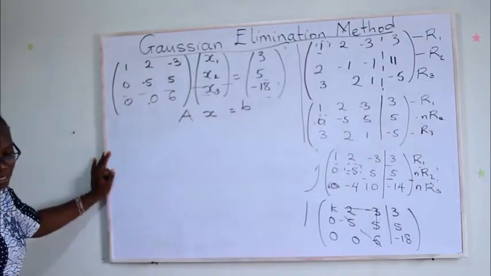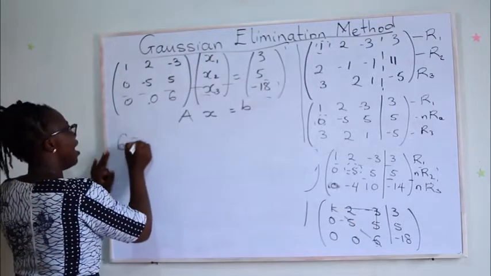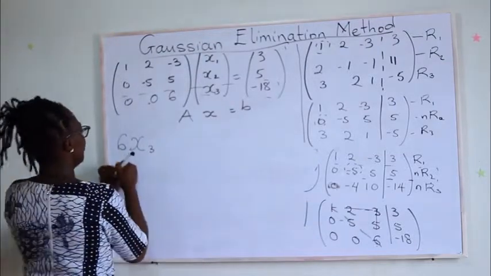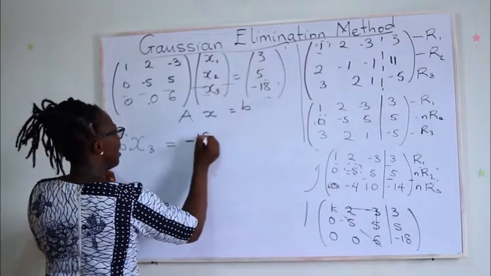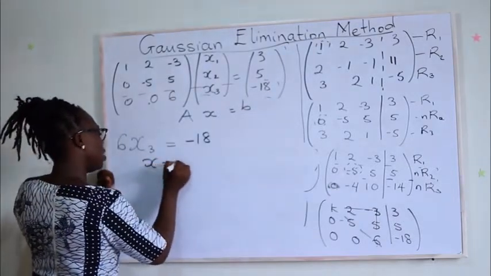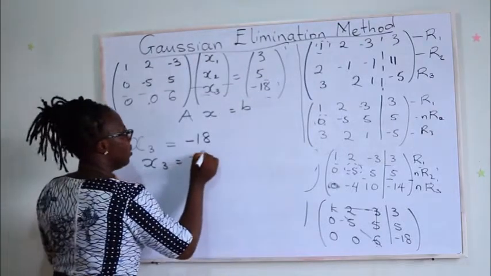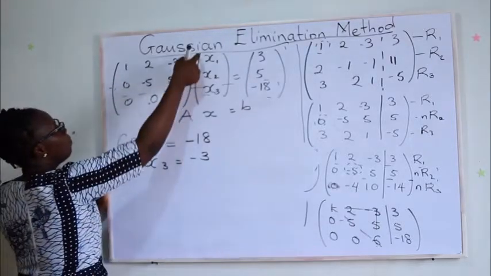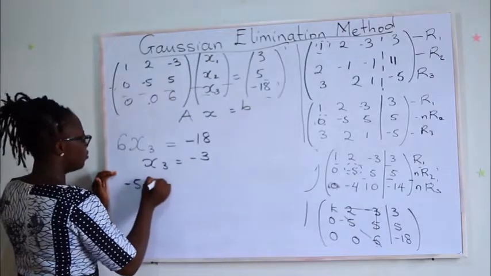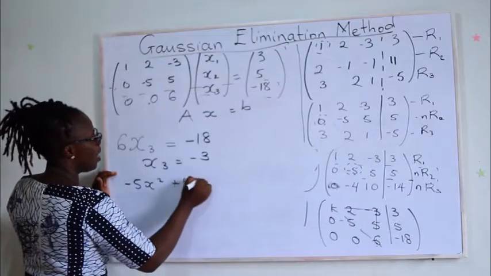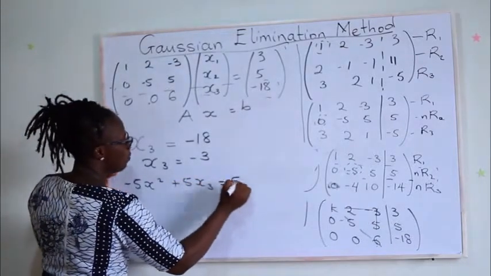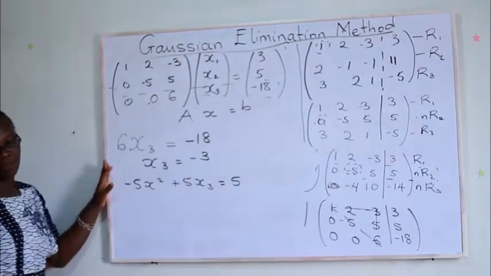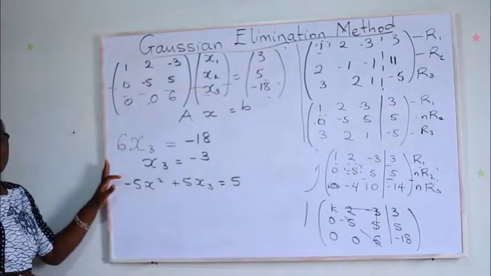So you realize that when you multiply, you have 6x3 to be equal to minus 18. If you solve, your x3 is going to give you minus 3. If you take your second row, I have, when you multiply, minus 5x2 plus 5x3 to be equal to 5. The interesting thing here is we know the value of x3. So we can do substitution for that.